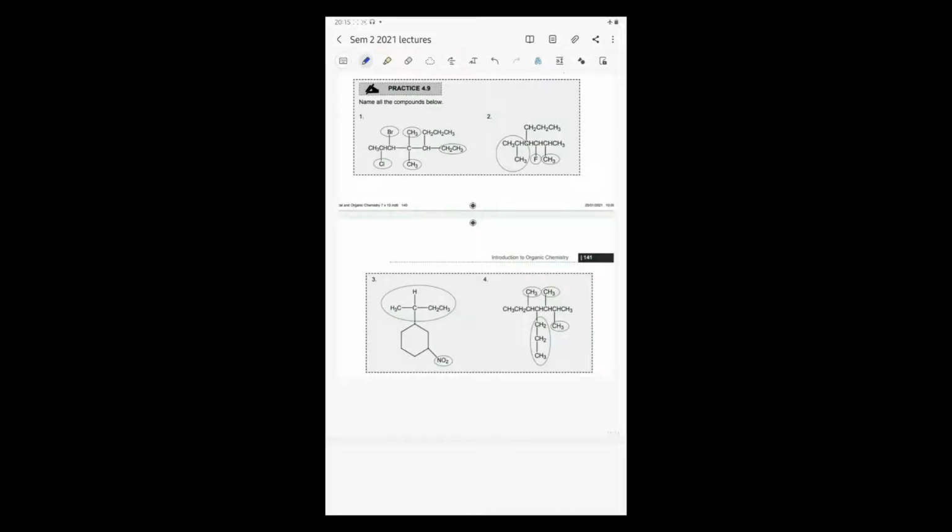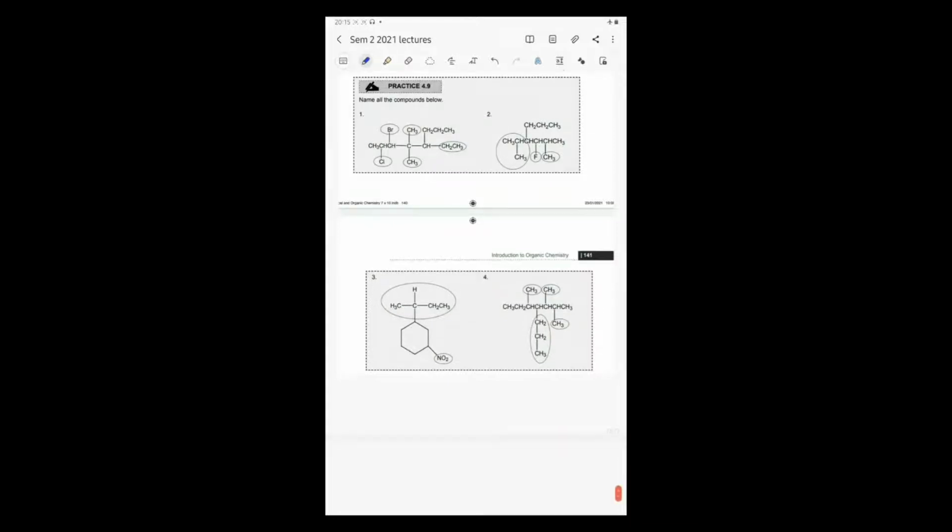Okay, let's go to practice 4.9, page 140, 141. Okay, you can refer to page 140 for the steps for naming substituted alkenes and cycloalkenes, step number 1 until step number 5. Okay, so I'm not going to read the steps for you. You can read it on your own. Okay, so the first step is to find the longest continuous carbon chain. Okay, you can start anywhere, but make sure it is the longest carbon chain.